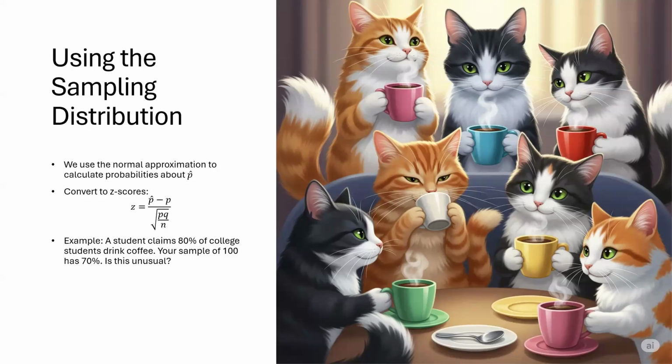So we calculate the z-score. The 0.7 we obtained minus 0.8 claimed, divided by the square root of p, 0.8, times q, 1 minus 0.8 or 0.2, divided by n, 100. A z-score of negative 2.5 means this sample result is pretty far from what we'd expect under the 80% claim. It's more than 2 standard deviations below the mean, suggesting that the 80% claim might be exaggerated.